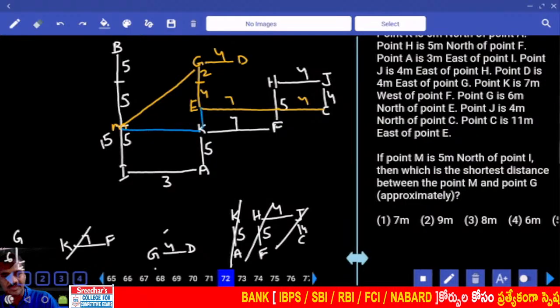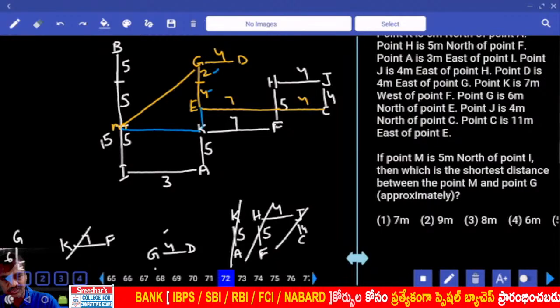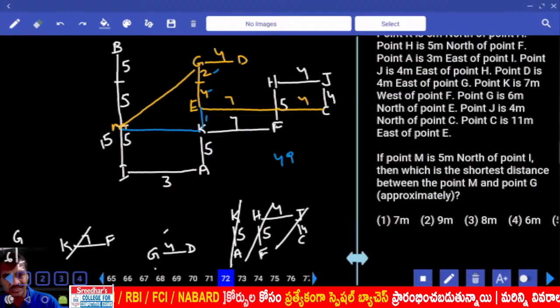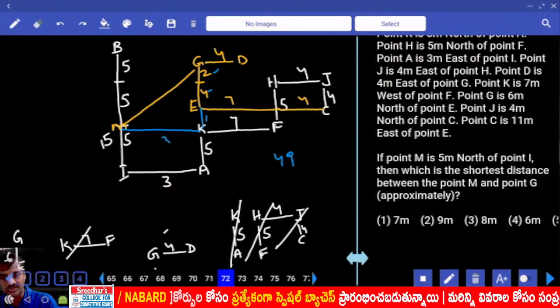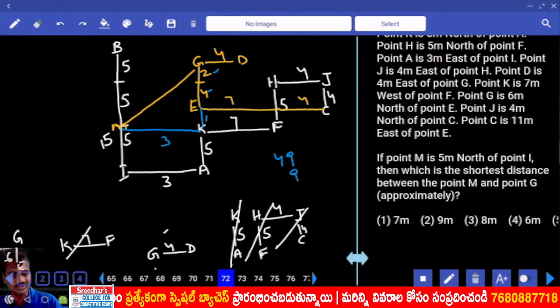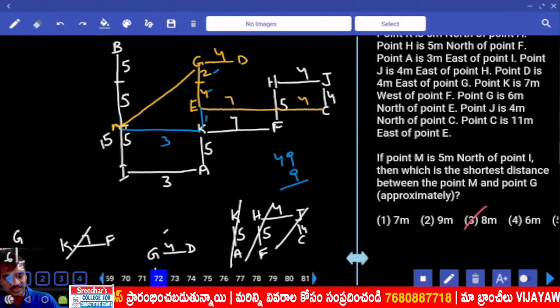Now in this diagram, what is the total distance we have? 4 plus 2, 6. And again this is so much? 1. And 7, 7 square, 49, that is vertical. Now in this one, how much? 3. Now 3 square is so much? 9. Now 49 plus 9, 58. Approximately 8 meters.